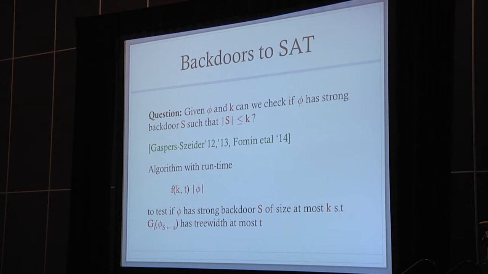So, what is the gist of this result? The gist is that if you think that your formula has a small backdoor, then there is a theoretically efficient algorithm which will check that for you. So, if you believe your SAT formula has a strong backdoor of small size, and you want to find out, you can run algorithms on your class of instances and check if they have small backdoors. There is a theoretically efficient algorithm to do it now.